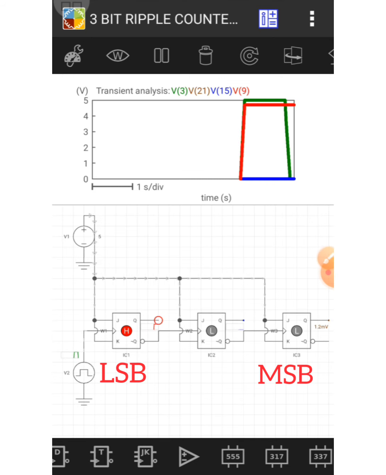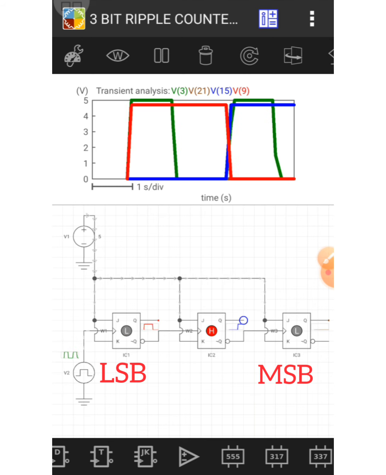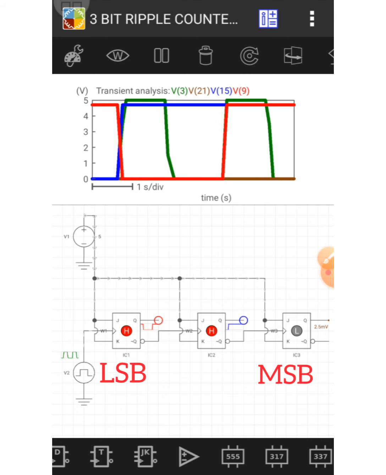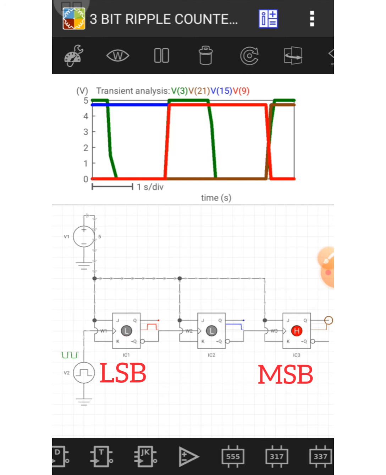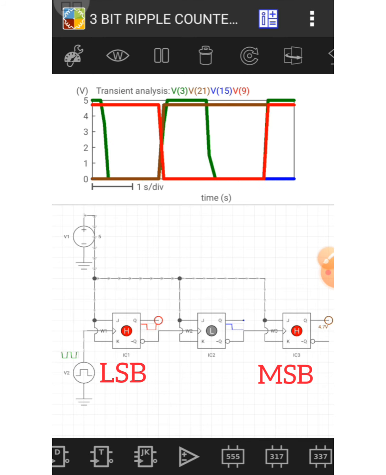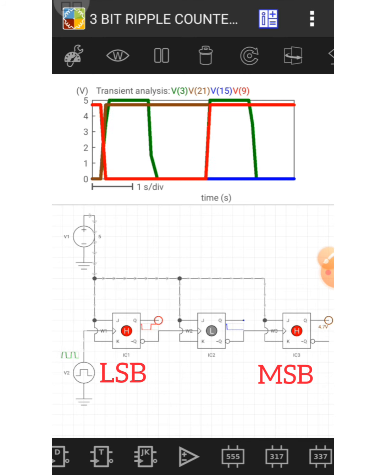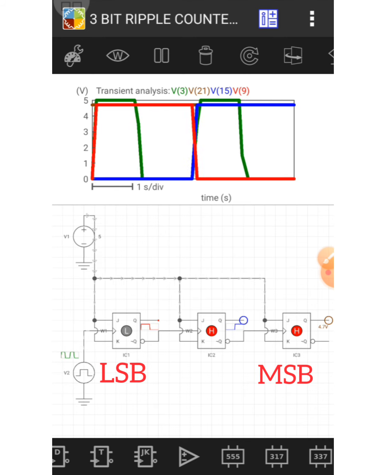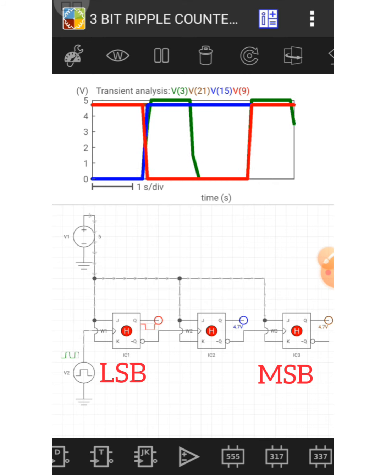Here if this is 0 0 1 and this is 0 1 0, that means 2. Here 0 1 1 means 3. Now 1 0 0 means 4. Here 1 0 1 means 5. It will count only from 0 to 7 because it is a 3-bit counter. This is 6 and 1 1 1 means 7.